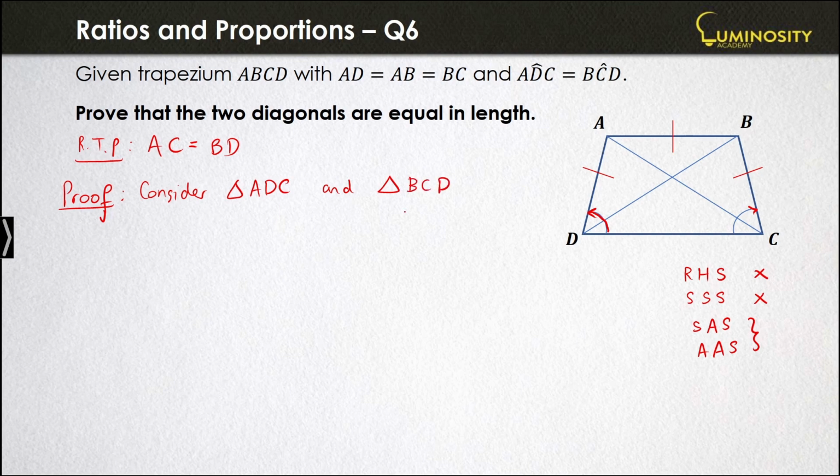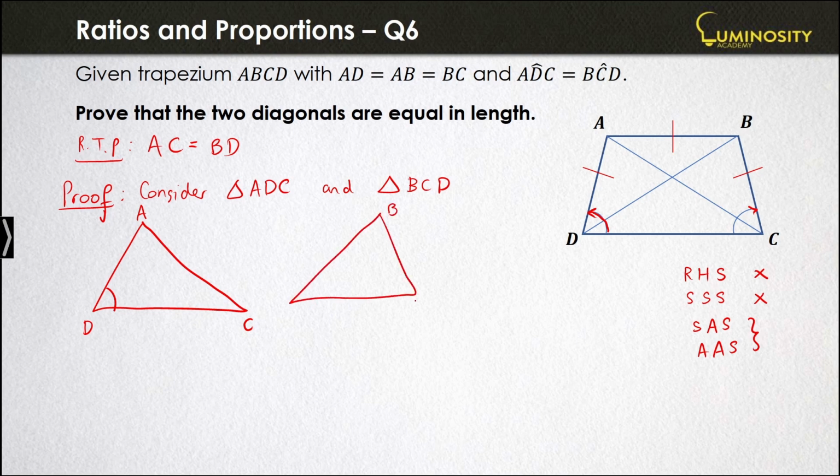Or triangle ADC and triangle BCD. All right, so let's pull out those triangles and visualize what's going on here. Okay, so here's A, here's D with a known angle, and here's C. And then we have triangle BCD, which is this one here. Okay, BCD. Now we know that AD and BC are equal, so that's important.